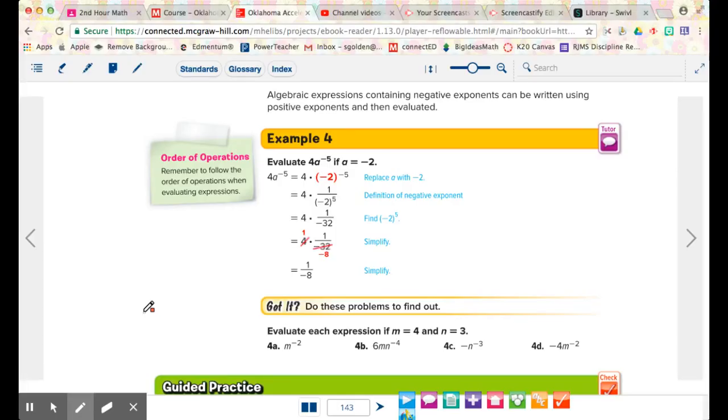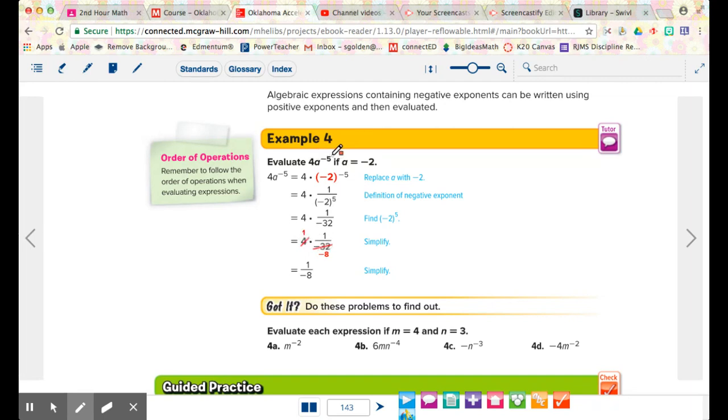Looking at example 4, it says evaluate. There's our favorite word, which means what? Solve. Yeah. Okay. So evaluate 4a to the negative fifth power if a equals negative 2. So on here, hold on, I'm looking at how they did this.